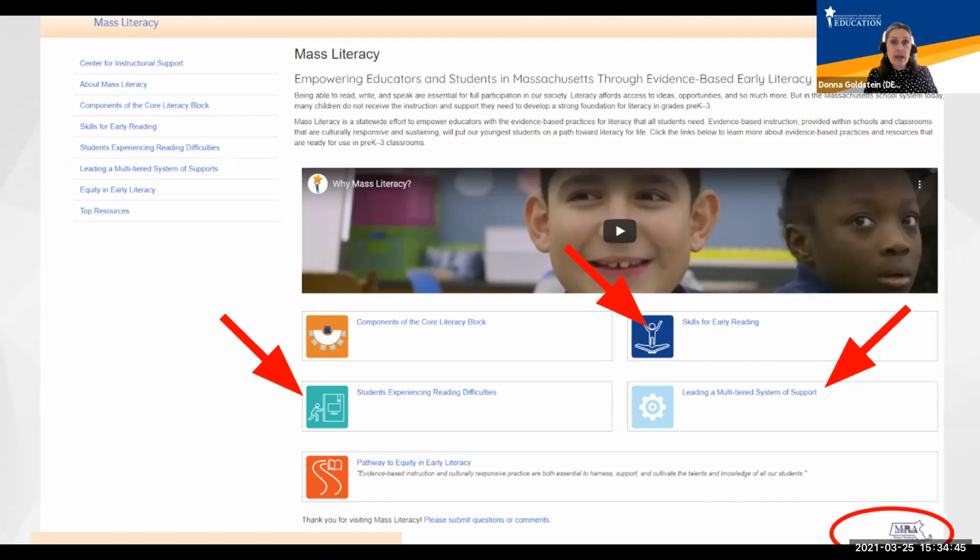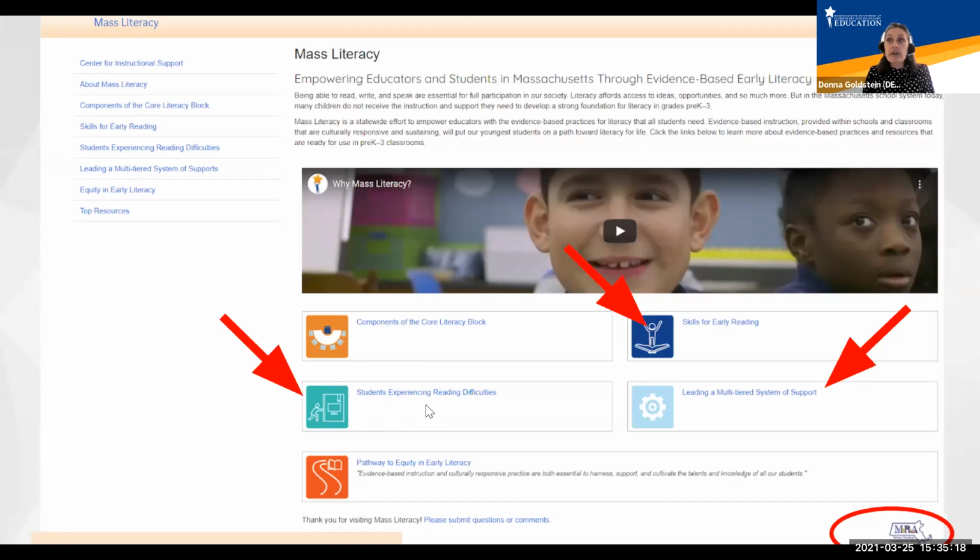In terms of layout, the Mass Literacy Guide is made up of 5 primary sections that are all accessible via this landing page. The sections include components of the core literacy block, skills for early reading, students experiencing reading difficulties, leading a multi-tiered system of support, and pathway to equity in early literacy. As mentioned during the welcome, the focus of today's section is students experiencing reading difficulties.